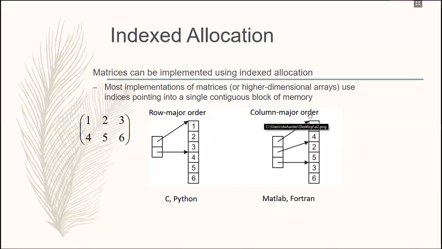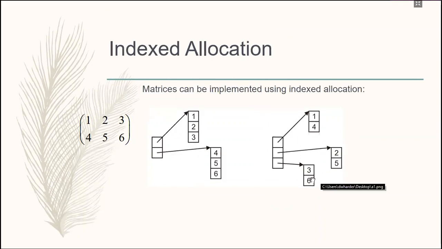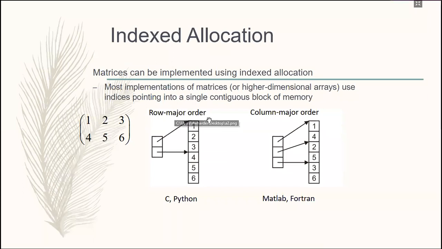We can use column major order, where the first index points to the first column, the second index points to the second column, and the third index points to the third column. Let's go back again. You see, we're using index allocation. We can use separate blocks of memory, or we can use the same array, a single contiguous block of memory.